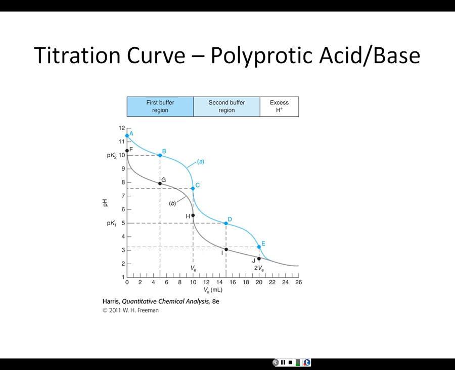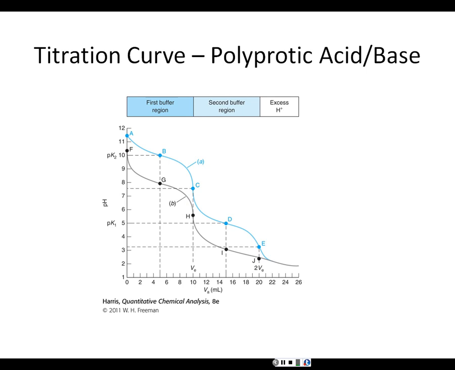So you see two buffer regions where you have a combination of the first conjugate acid conjugate base pair for the polyprotic, and then you have a second buffer region with the second conjugate acid second conjugate base pair. You have two inflection points that represent the two equivalence points. Again, depending on how strong or how weak the base is, those equivalence points become more blurred and more difficult to identify. Again, it's very important to step back and consider what your problem is.